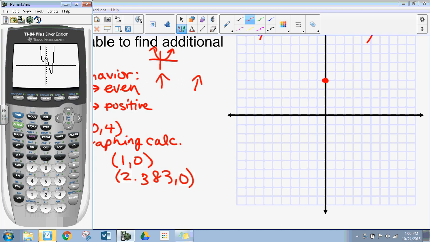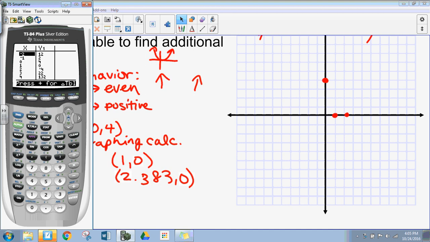Okay? So we're going to graph these so we have an idea of what other points we need. So (1, 0), and then 2.3, that's about right here. And remember to look at your end behavior. Okay. Now we're going to look at the table. Okay, second table to find our other points.